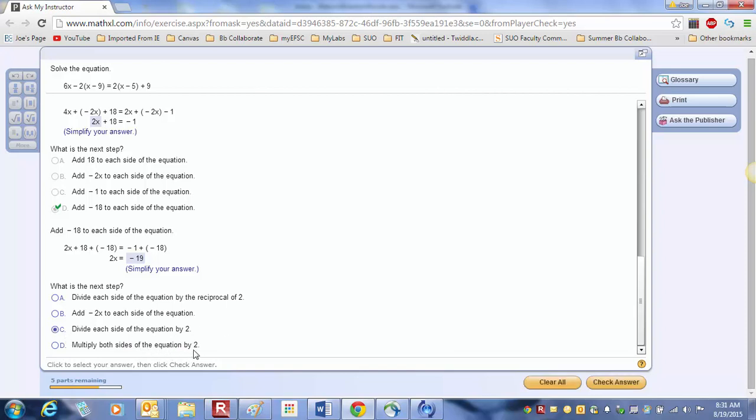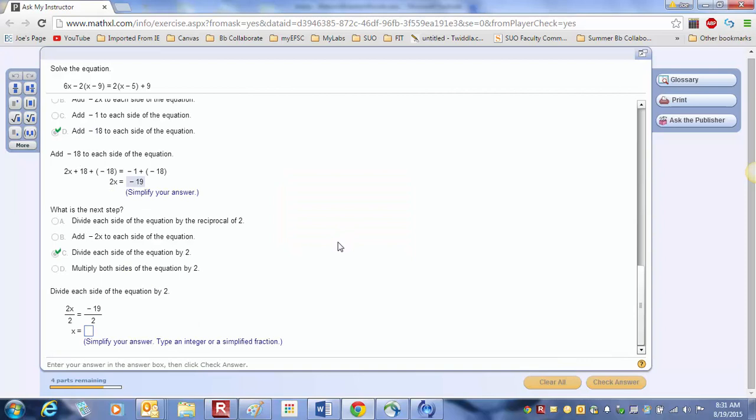Multiply both sides of the equation by 2. It makes it 4x equals negative 38. That's not going to help. So the only way that will help us here is to divide both sides by 2. Let's check. Very good. So dividing by 2, this becomes x.